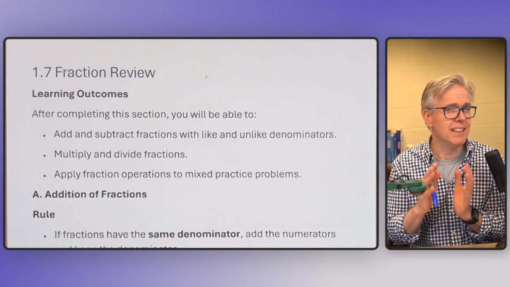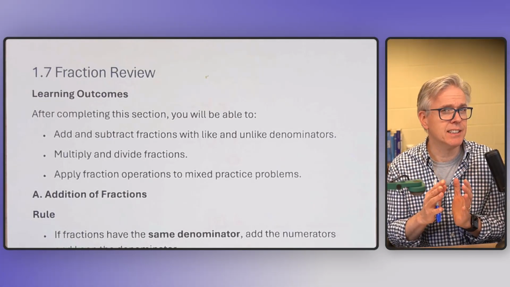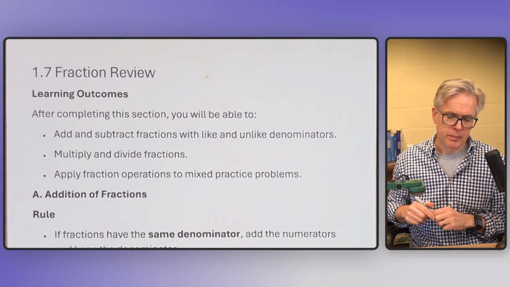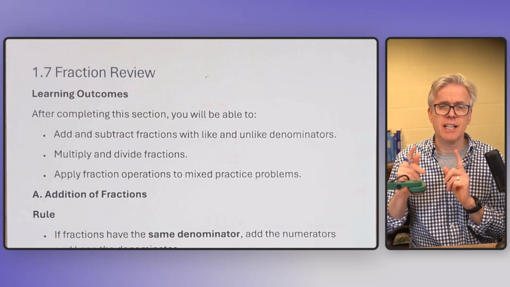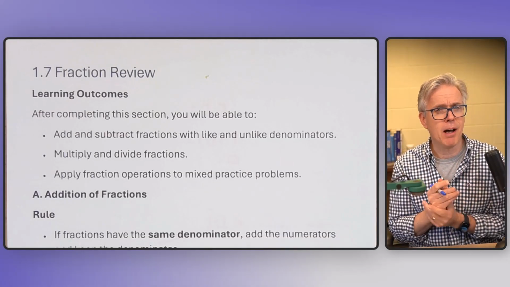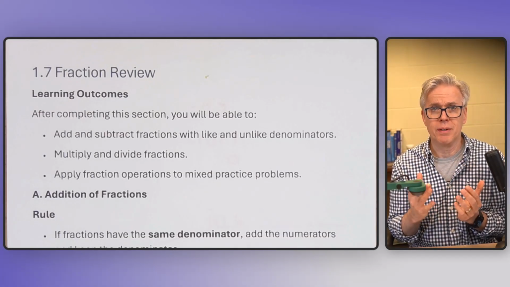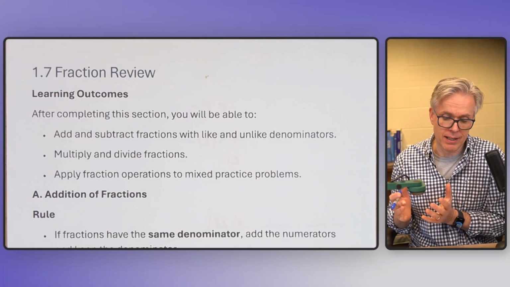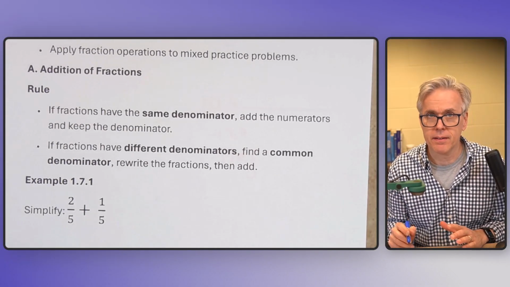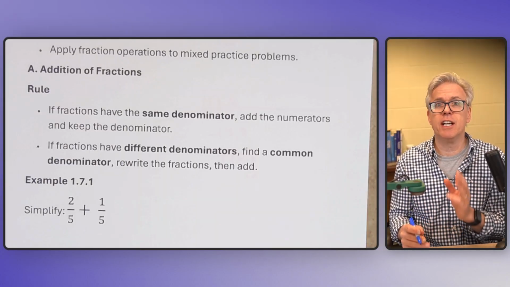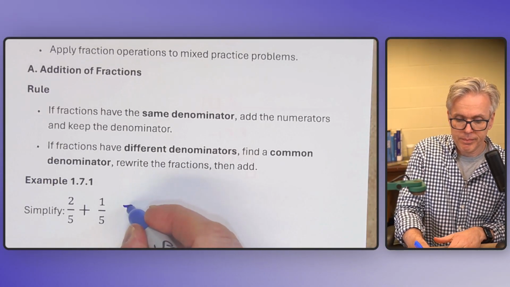Okay, this is a quick lesson on fraction arithmetic: adding, subtracting, multiplying, and dividing. So our first rule is going to be addition of fractions. If fractions have the same denominator, a big smile should come to our face. All we do is add the numerators together and keep the denominator. Let's look at this first example. 2/5 plus 1/5 is just 3/5.